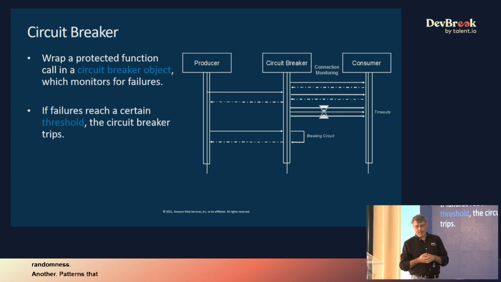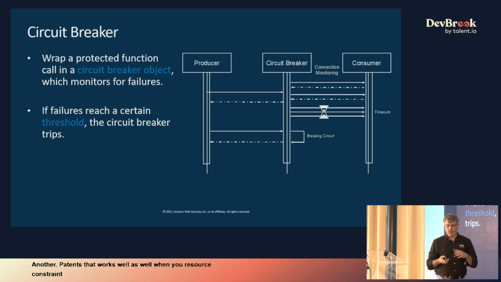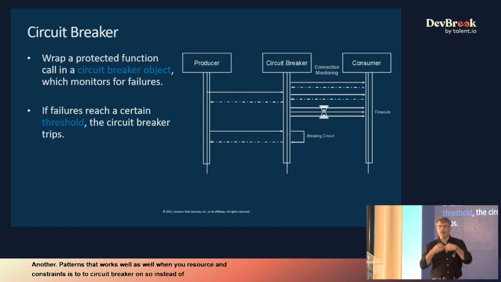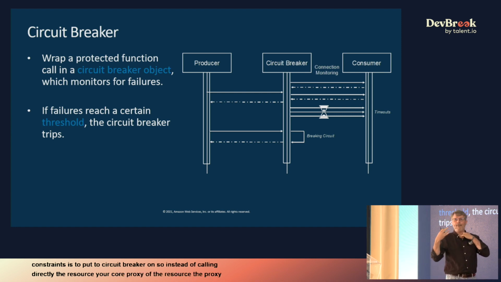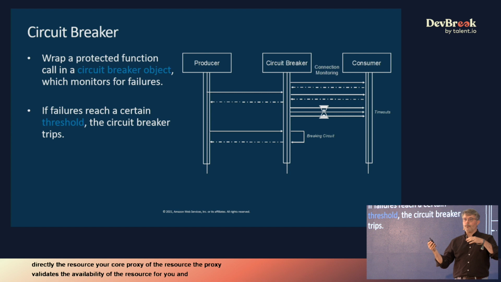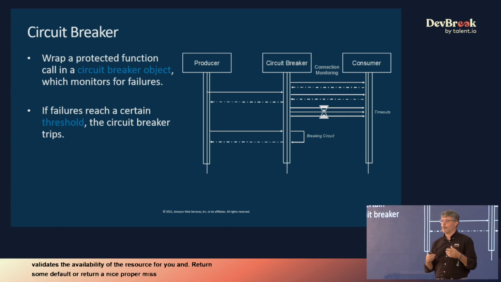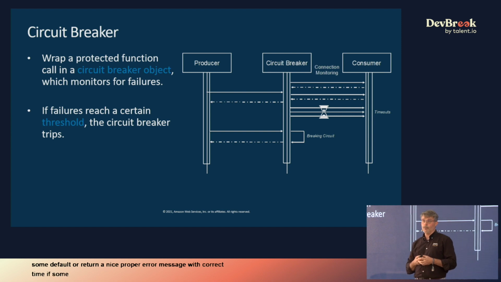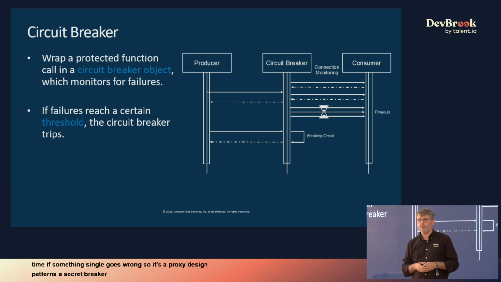Another pattern that works well when your resources are under constraints is to put a circuit breaker. So instead of calling the resource directly, you call a proxy of the resource. The proxy validates the availability of the resource for you and returns some default or a nice proper error message with correct timeout if something goes wrong. So it's a proxy design pattern, a circuit breaker.